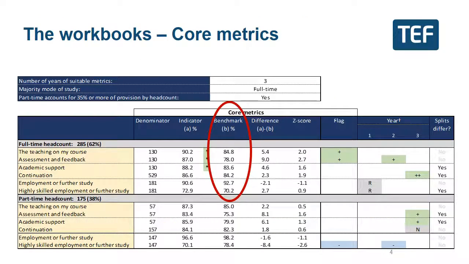In a previous video, we talked through the metrics that make up each row of a TEF metrics workbook, the data that forms them, and how the indicators are arrived at. The next thing to talk about is the benchmarks. So a metric consists of four things: an indicator, a difference, a benchmark, and a Z-score, and I'll deal with each of these in this video.